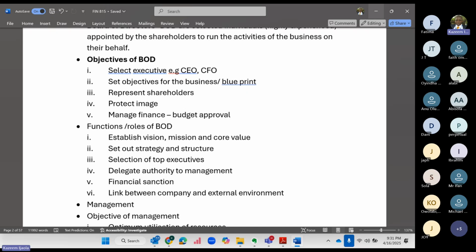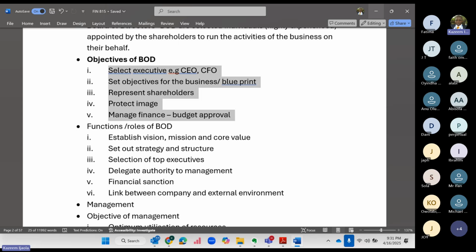Then they also protect the image of the companies and manage finance. So it is the director that approves the budget. You know, when the CEO and MD prepare a budget, they need to go and face the directors to get the budget approved. So the directors approve budgets. So they do budget approvals.